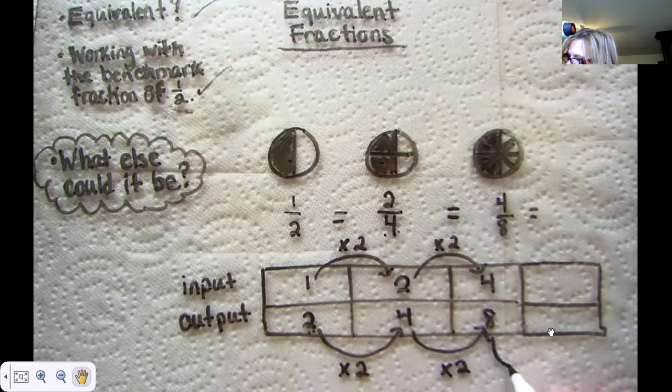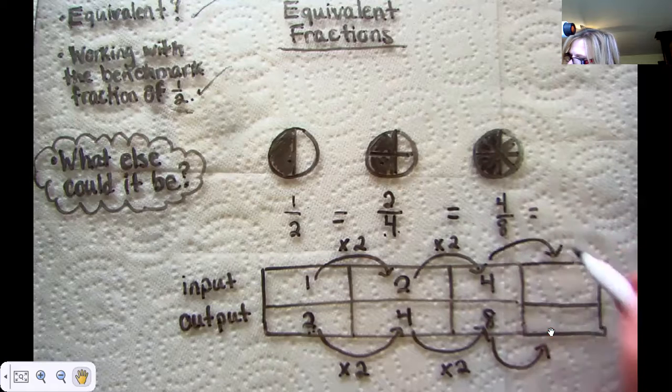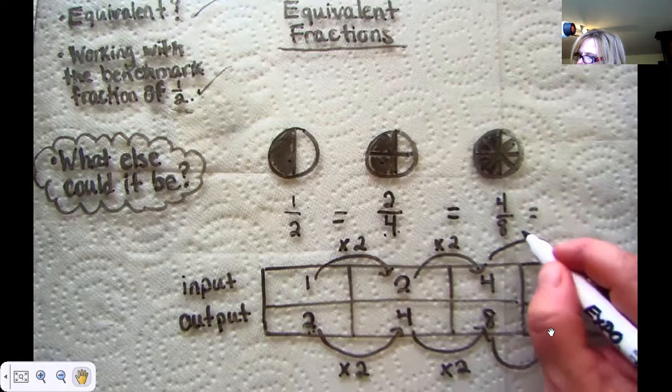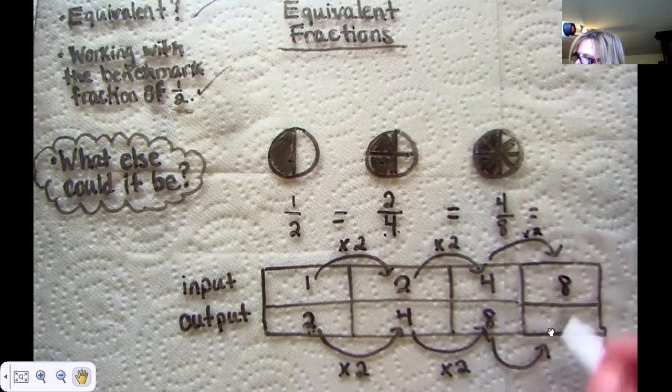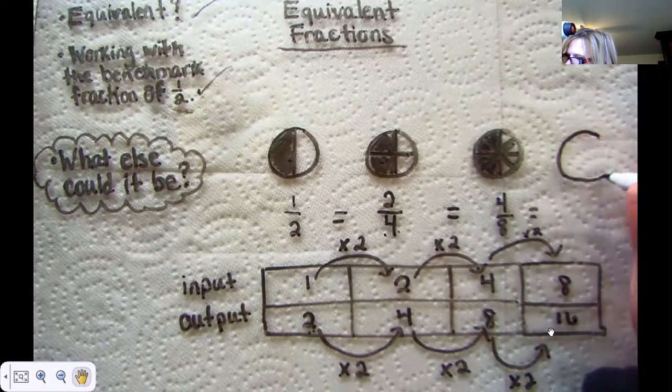So by that token, with that logic, we can easily find out what the next equivalent fraction is going to be. Oh, what's 4 times 2? 8. What's 8 times 2? 16. And we could even draw the model to go with it, right?